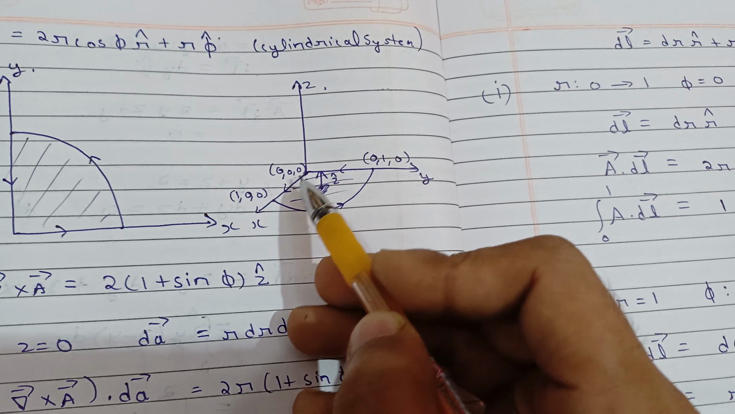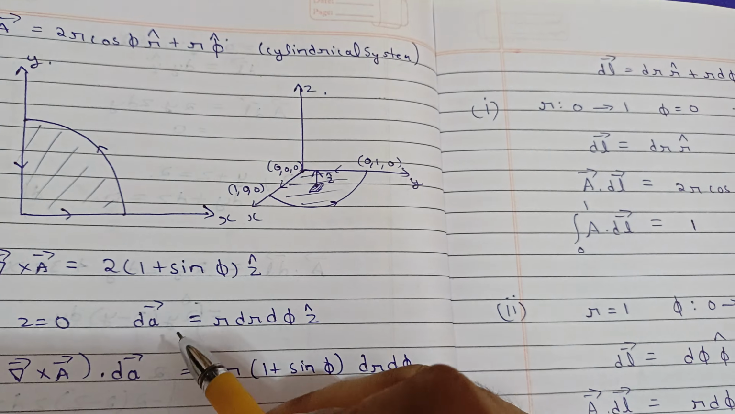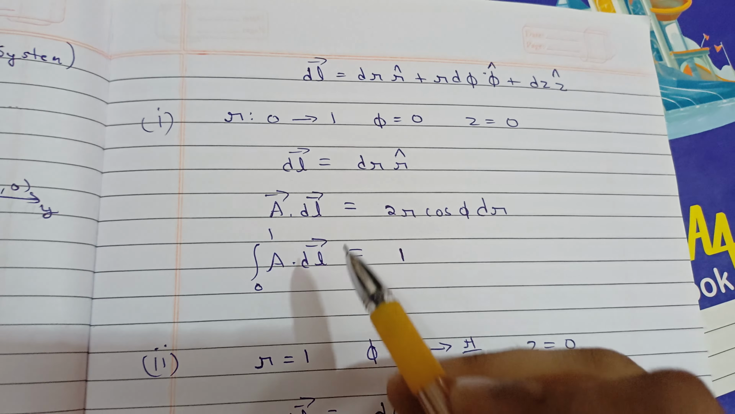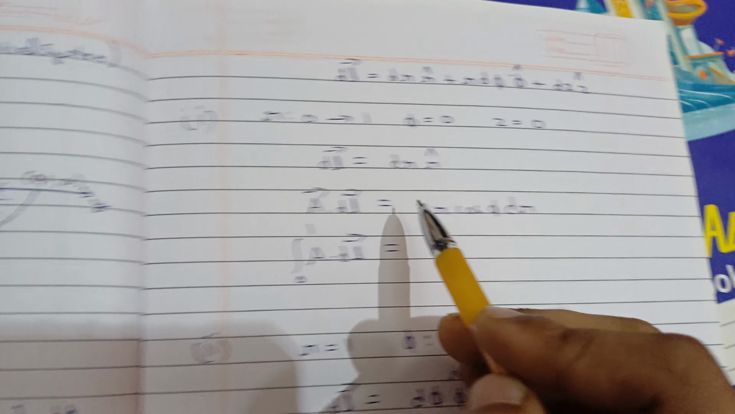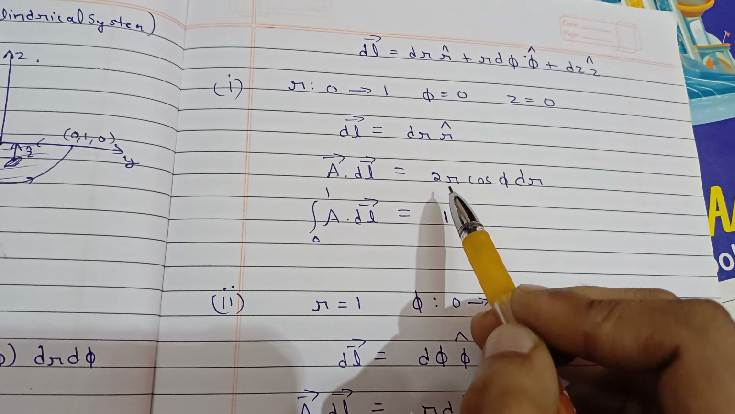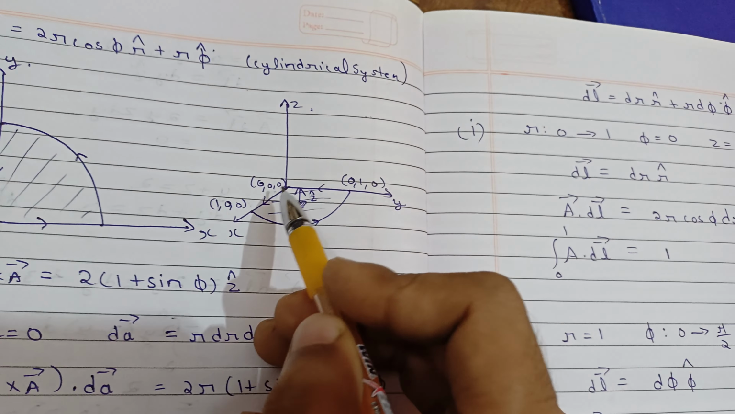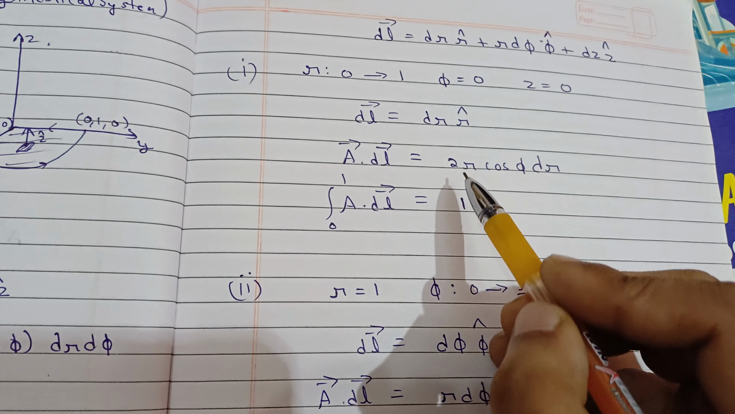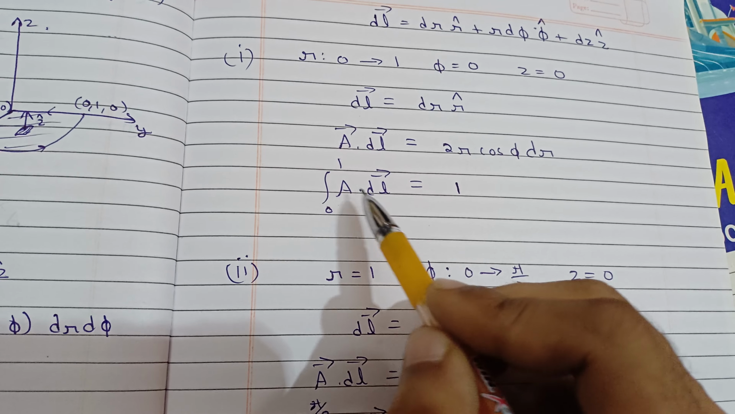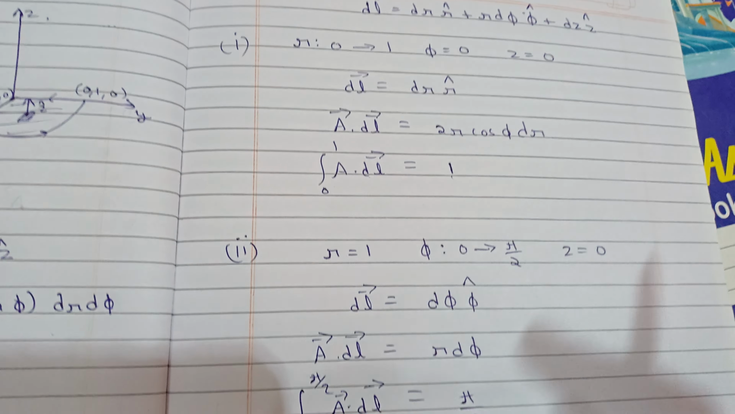So first this segment we will take. Here r is going from 0 to 1, and phi is 0 here, and z is 0 here. So dl will be dr r cap. So A dot dl will give you 2r cos phi dr, and phi is 0 here because phi is constant for this axis, that is 0. So cos 0 will be 1. So 2r gives r square by 2, and the 2 will cancel out. So r square, after substituting the limit, you will get 1 here. I just did it directly. So you will get 1 here.